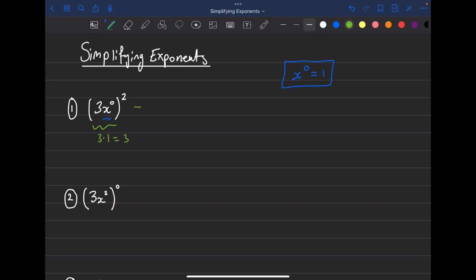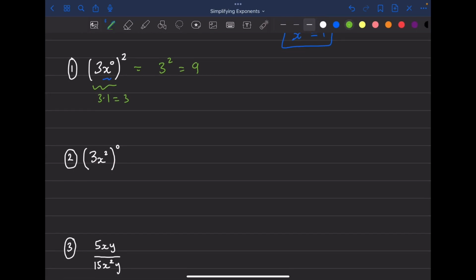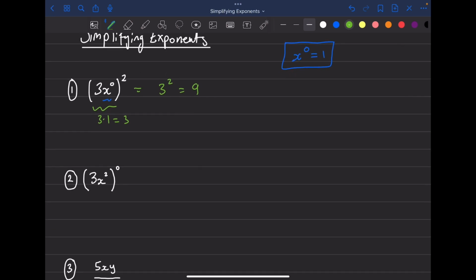And now, this tells us that we have 3 squared, because there's a squared here. And now this is equal to 9. 3 times 3 is 9. And that's kind of it for the first one. Once again, you kind of have to memorize this rule. There's no other way around it. But yeah, if you know that, you should be able to solve this question, because it's pretty simple.